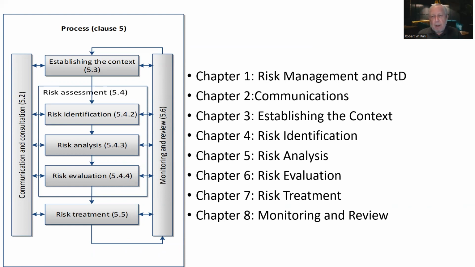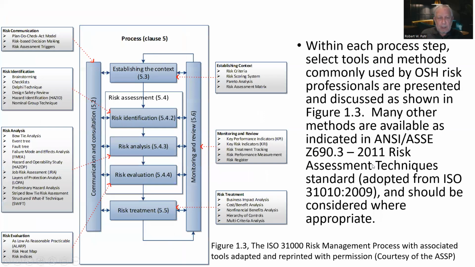Chapter 1, risk management and performance through design. Chapter 2, communications. Chapter 3, establishing the context. Chapter 4, risk identification. Chapter 5, risk analysis. Then risk evaluation, risk treatment, monitoring, and review. So that's what we're going to cover, each one of these things, so you'll have a better understanding of this as we go.